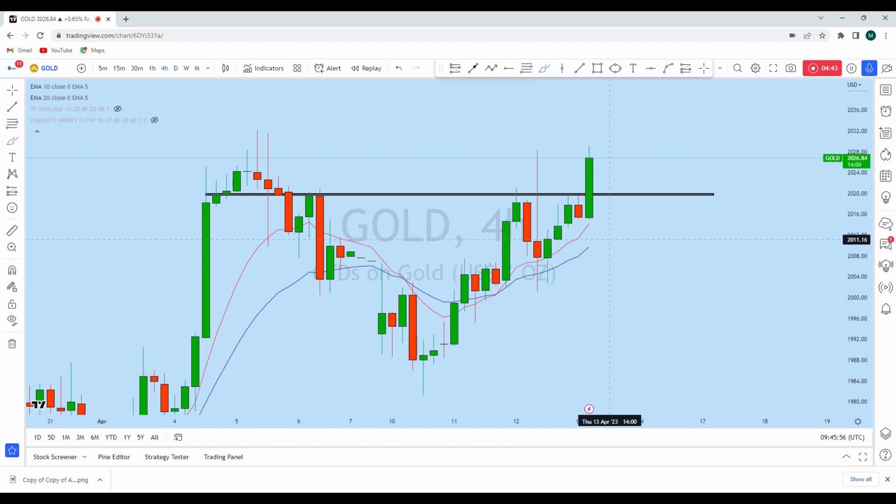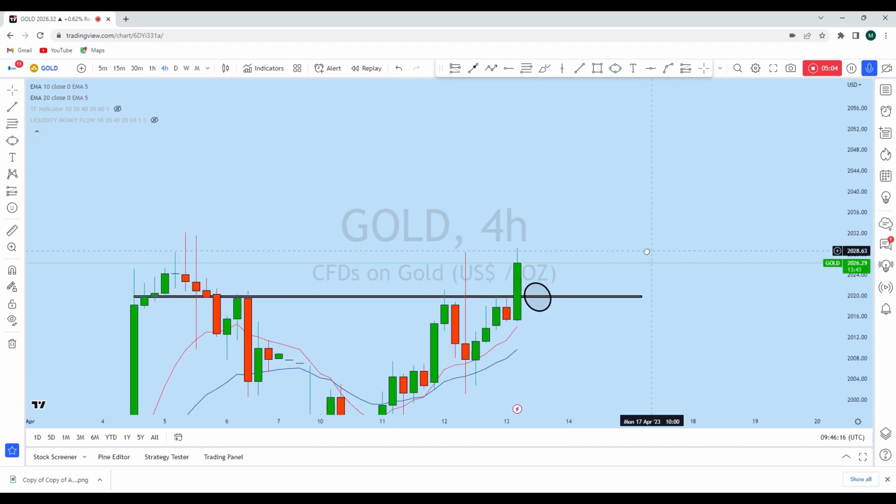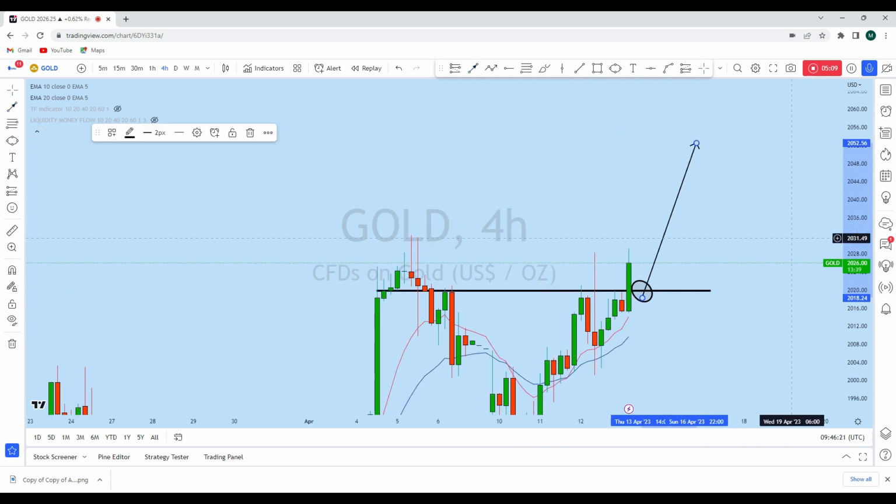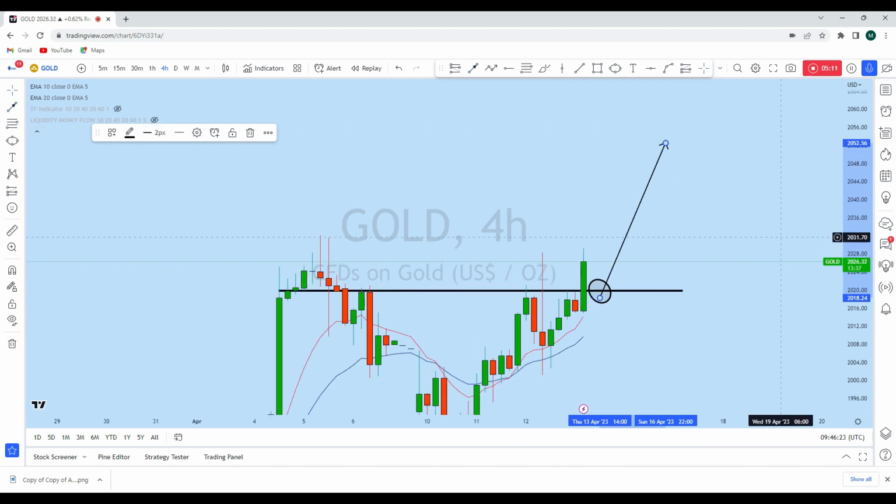As we saw yesterday during our live session, we had a great trade on gold from this zone. As this candle is closing, I will be waiting for a pullback to this previous resistance as support. So as soon as you see gold again rejecting from this previous resistance turned support along this zone, we'll consider going long on gold with a high probability trade setup with our students.